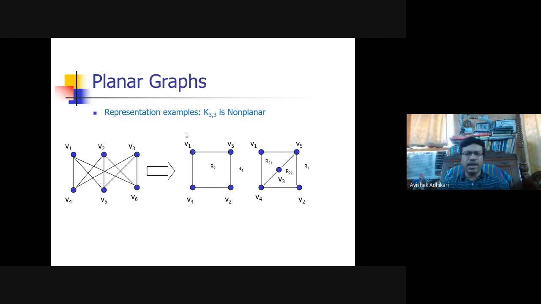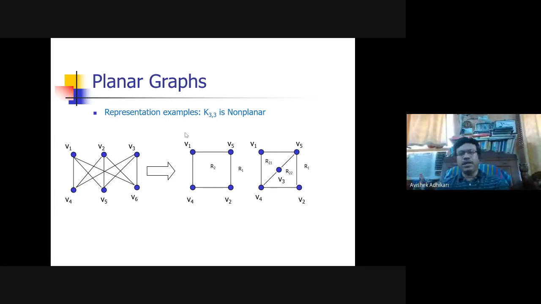Again, this is K3,3. It's a bipartite graph with parameters 3 and 3. If you have a look at this and also try to draw it, you'll find that you cannot draw it without crossing these edges. So that means K3,3 is also not planar.